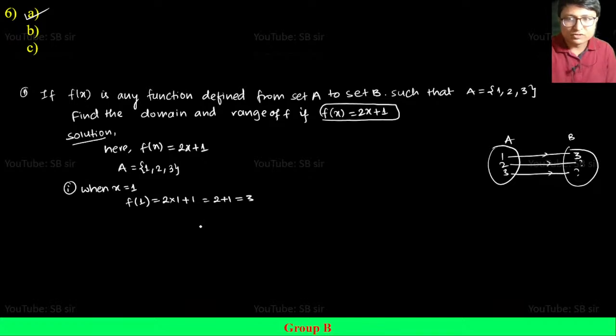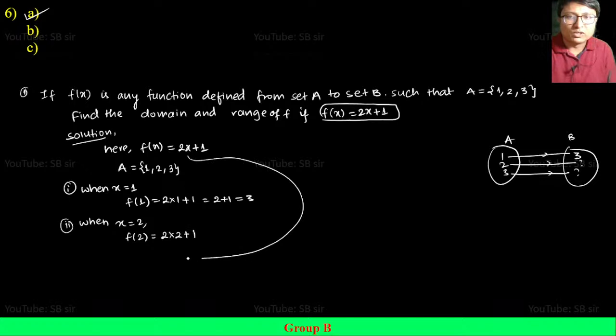Okay, I hope you understand it. Similarly, the next one is when x is equal to 2. When x is equal to 2, find the value of f(2). f(2) is equal to 2 times 2 plus 1. See, here I am replacing the value of x with 2.